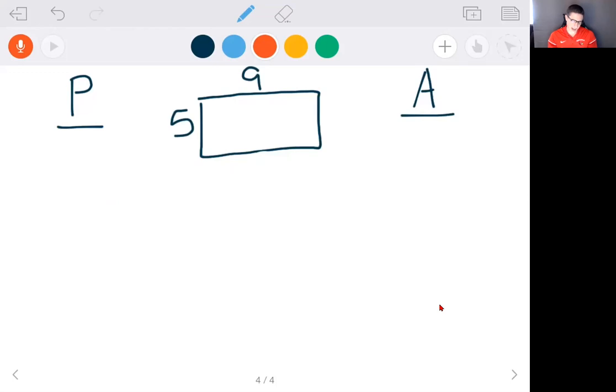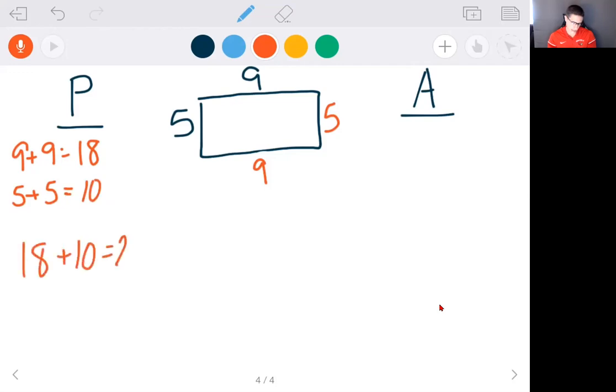All right, so we've got a rectangle with 9 for the long side, 5 for the short side. Let's fill in the missing sides, 9 and 5. Perimeter is adding all 4 sides, adding all the sides. 9 plus 9 is 18. 5 plus 5 is 10. And then 18 plus that 10 gives us 28 centimeters. This is not squared. This is the distance around an object, the distance around. So it's just centimeters, 28 centimeters.